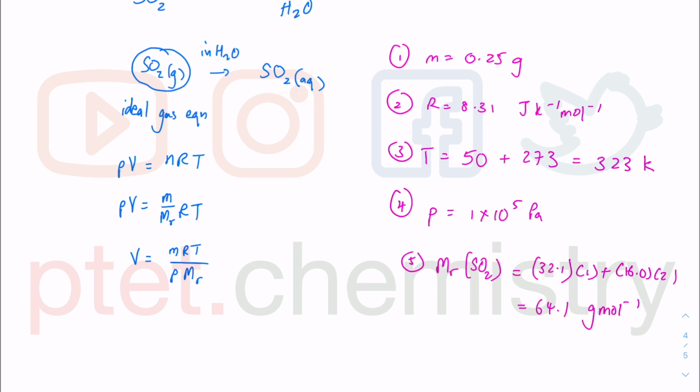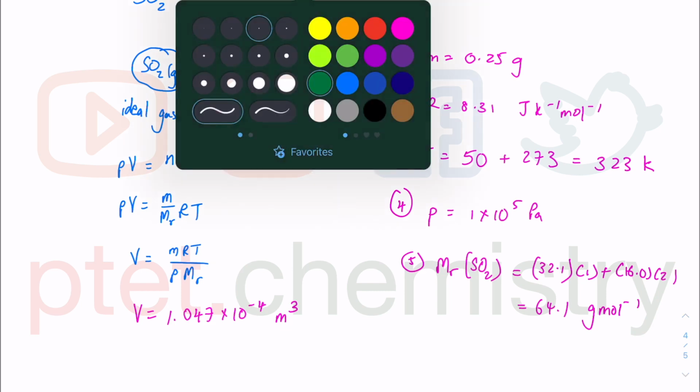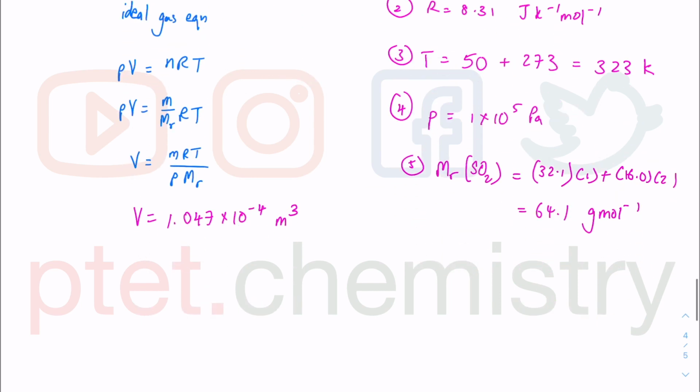So based on all of these, you know these in the correct units, so sub them into your calculator and you can get volume equal to 1.047 times 10 to the power minus 4 meter cube. We then have a problem. The volume is in meter cube, but the options are all given in cm cube. This question is really tedious actually. Anyway, we have to think about conversion.